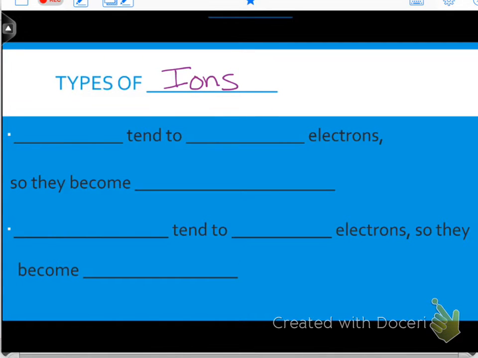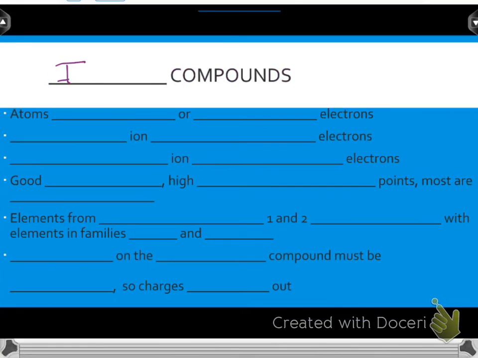Alright, types of ions. Metals tend to lose electrons, so they become positive ions. The plus sign equals positive. Just a little reminder there. And then nonmetals tend to gain electrons, so they become negative ions. Ionic compounds: atoms gain or lose electrons. A positive ion loses electrons. Negative ions gain electrons.